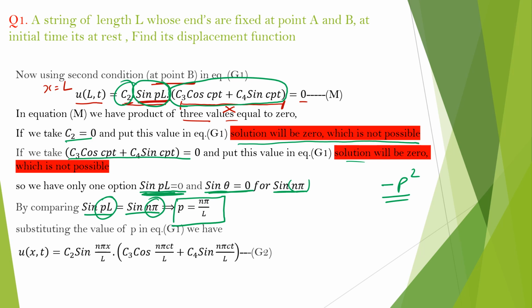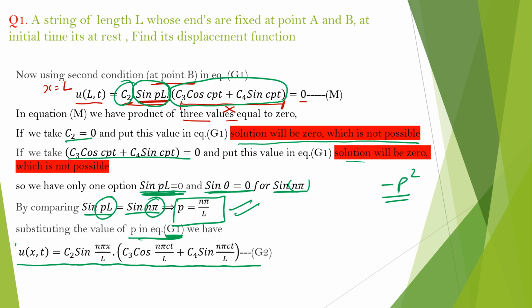Now again substituting the value of this P in G1. Remember, you have to substitute the value of the new arbitrary constant in the previous solution, not in G. So we substitute the value of P in G1. We get the new solution u(x,t) is equal to C2 sin n pi x by L, times C3 cos n pi ct by L plus C4 sin n pi ct by L.